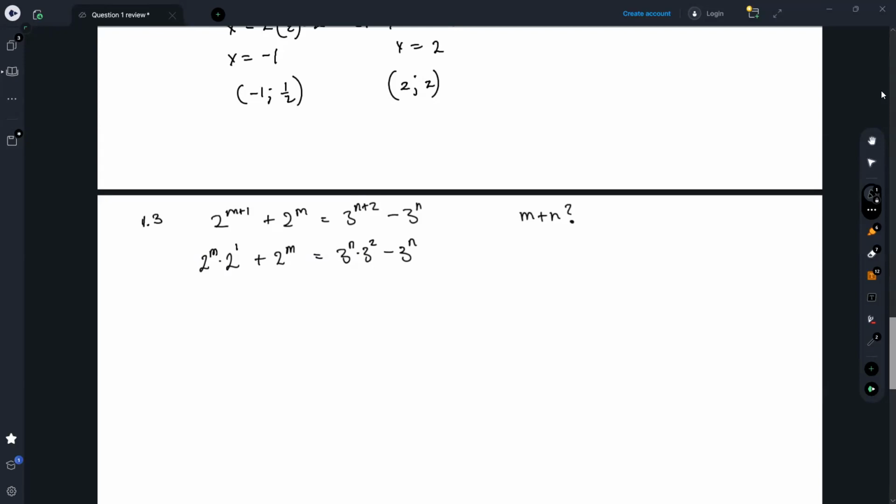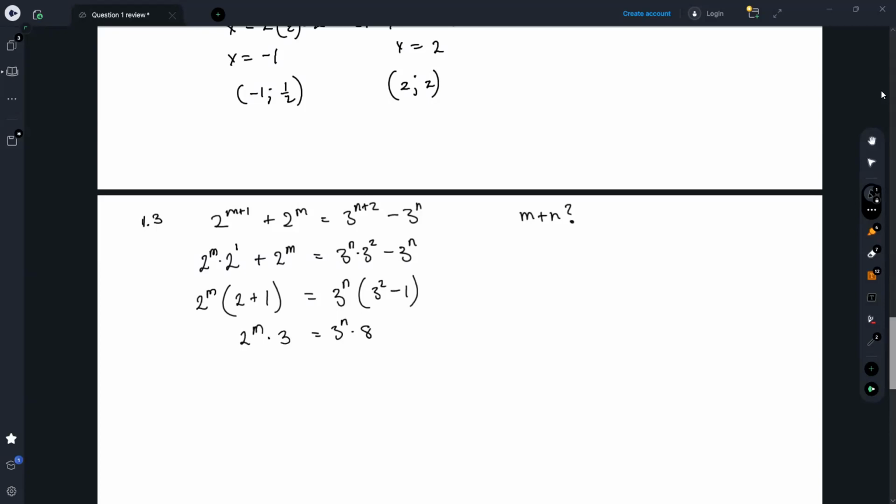Okay, so now from step 2 here, I have a common factor of 2 to the power m, so perhaps I can factor out the highest common factor. So I have 2 to the power m outside. Now I'll be left with 2 plus 1, like that. And this side, I have a highest common factor of 3 to the power n. So this would be 3 to the power n, and I'll be left with 3 to the power 2 minus 1, like that. Okay, so we have 3 to the power n multiplied by, now 3 to the power 2, that will be 9, 9 minus 1, that's going to give us 8. And this side, we're going to have 2 to the power m multiplied by 2 plus 1, that's going to give us 3, like this.